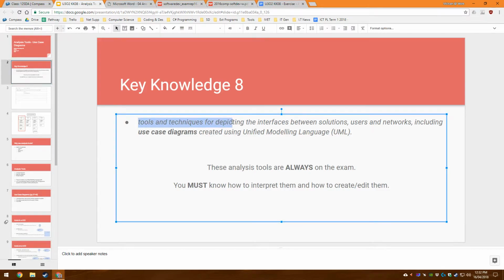Tools and techniques for depicting interfaces between solutions, users, and networks, including use case diagrams created using the Unified Modeling Language. Basically, it's just a collection of icons or symbols that are used in diagrams. Now, as I've mentioned already, these analysis tools are always on the exam. Okay, you have to actually know how to read them and how to create them. Okay, we'll go through an exam question at the end of this as well.